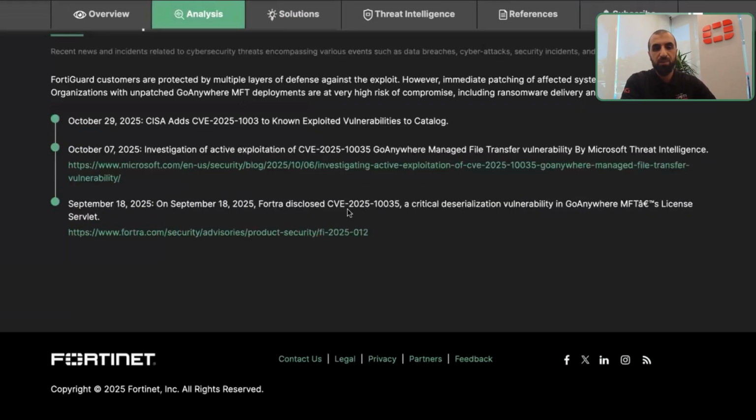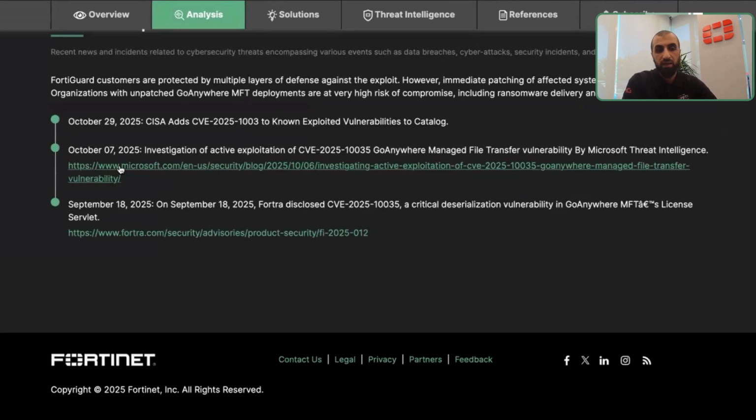From the analysis perspective, for more in-depth information, you can refer to an article from the vendor here, Fortra.com, and you can also take a look at Microsoft's investigation of the active exploitation of this CVE as well.